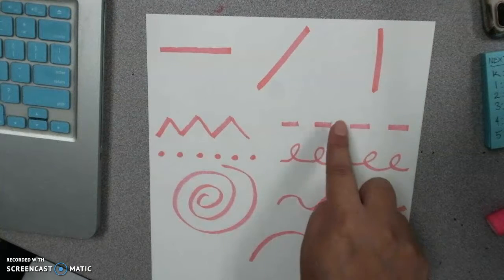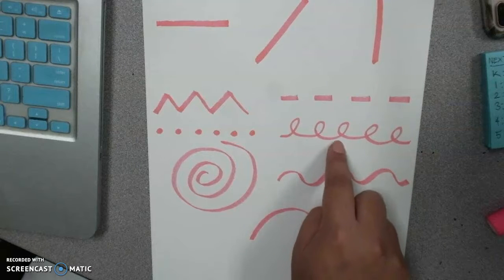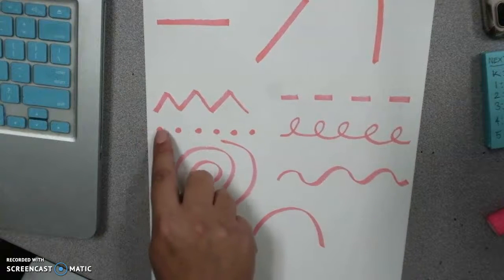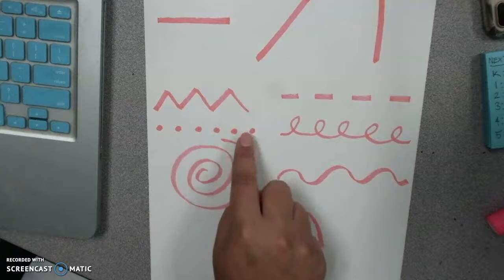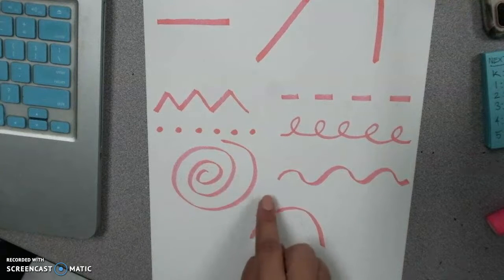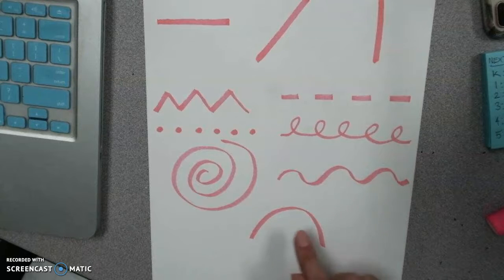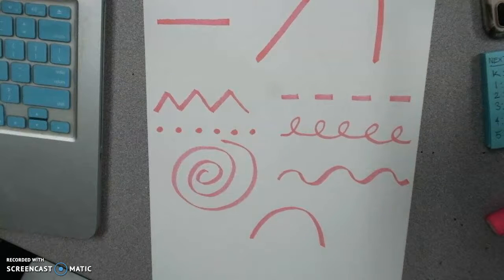Zigzag, dashed, loop-de-loop, dotted, spiral, wavy, and curved. All right, now move on to the next step in the lesson.